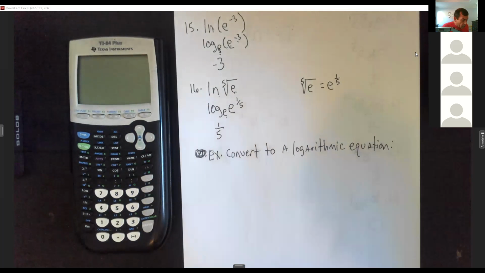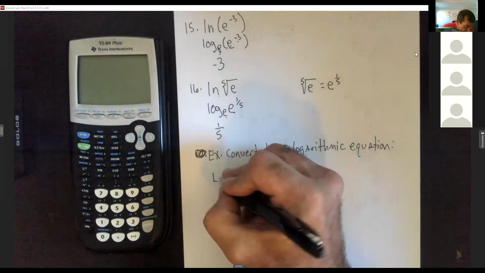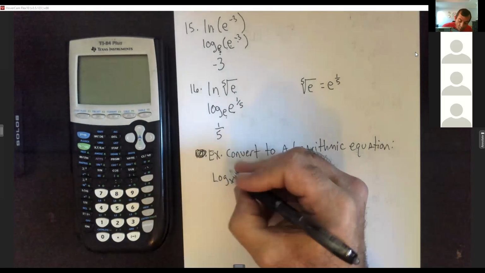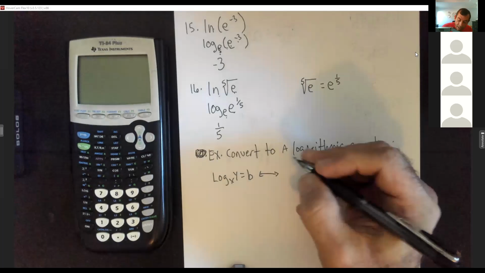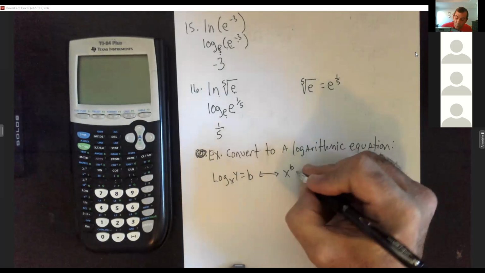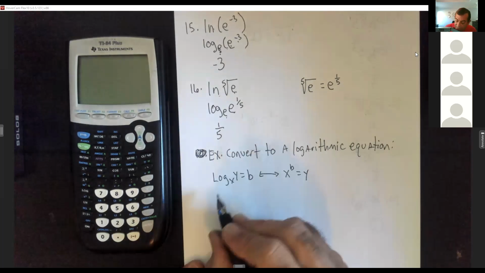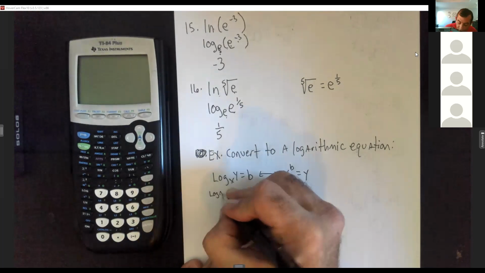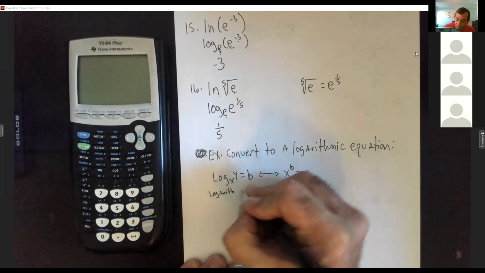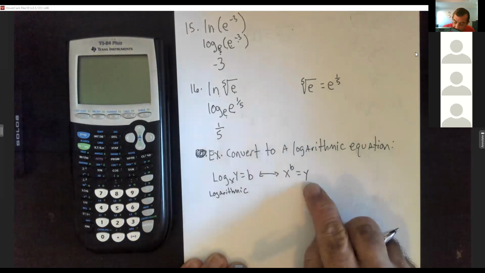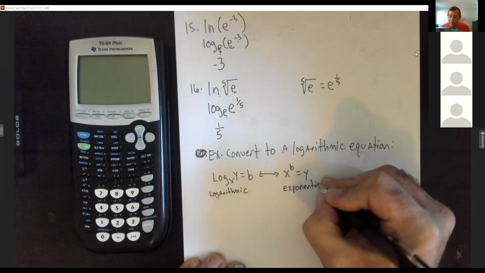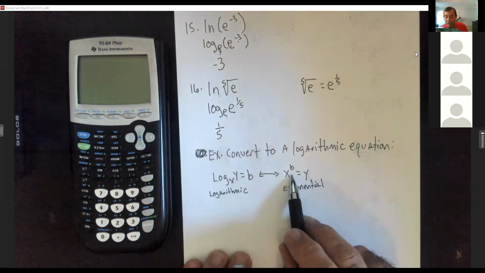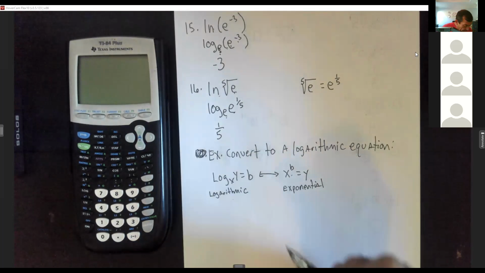So let me show you what I'm going to go by. That very first thing I showed you when I had log x of y equals b if and only if x to the b equals y. This equation is called logarithmic. This equation on this side is called exponential. So exponentials are written with exponents, logarithmic are written with the logs, okay?